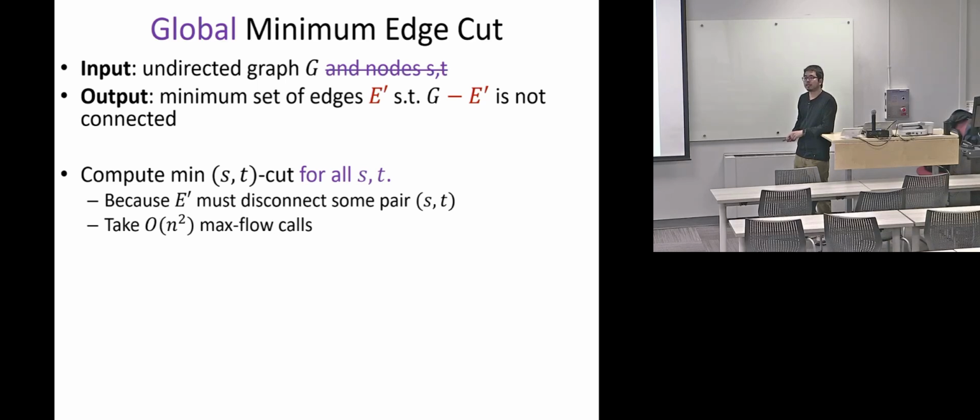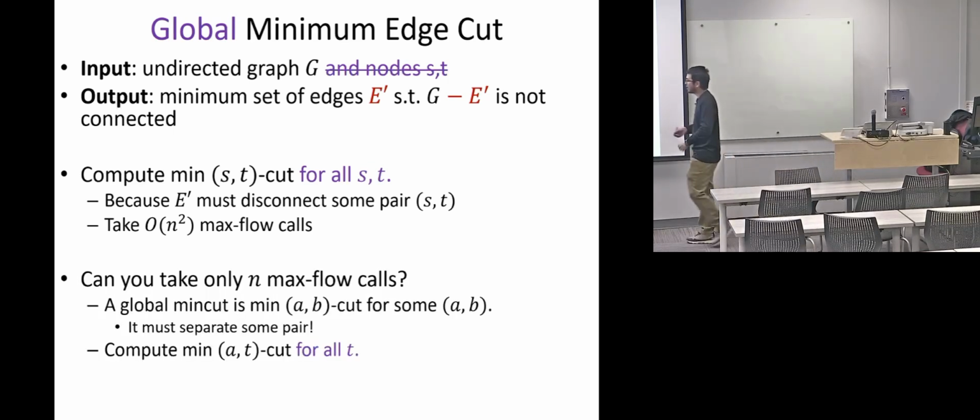Would it work to take only one node and compare it to all the other nodes, because that one node is always going to be in one of the partitions across the edge split? Yeah, exactly. So instead of trying all pairs, fix one node and compute the min cut from that node to everyone. Why does that work? Well, first of all, global min cut is a min AB cut for some pair AB.